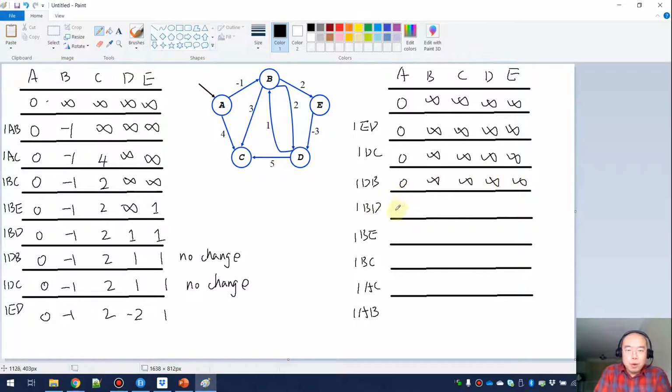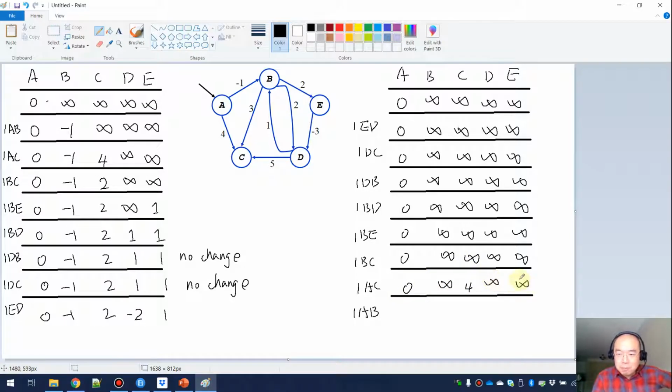And then 1BD, the same thing. Because we don't know how to get to B, we don't know how to get to D. And then, don't get frustrated yet, okay? So, okay, eventually we go to 1AC. For 1AC, we know how to get to A, the cost is 0. And then for the C, we can get there by 4, and 4 is much lower than infinity. So now, guess what? We have some progress, right?